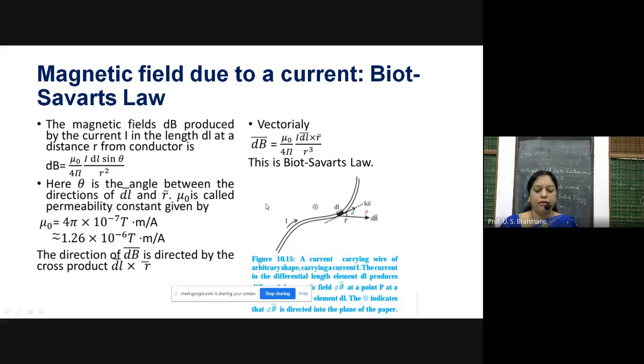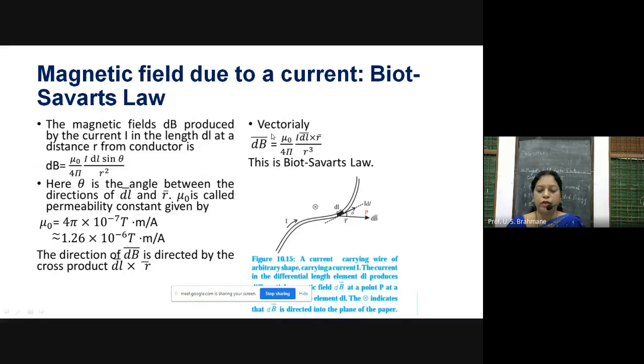Now, here theta is the angle between the directions of the dl vector and the r vector. Mu 0 is called the permeability constant, the permeability of free space. It is given by mu 0 equal to 4 pi into 10 raised to minus 7 Tesla meter per ampere, which is nearly equal to 1.26 into 10 raised to minus 6 Tesla meter per ampere. The direction of the dB vector is given by the cross product dl vector cross r vector.